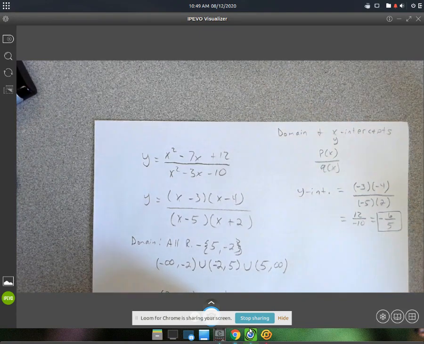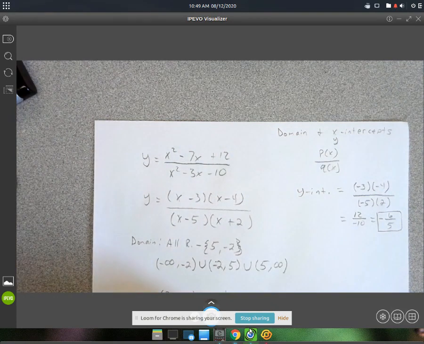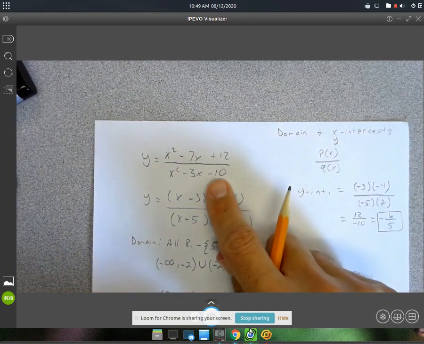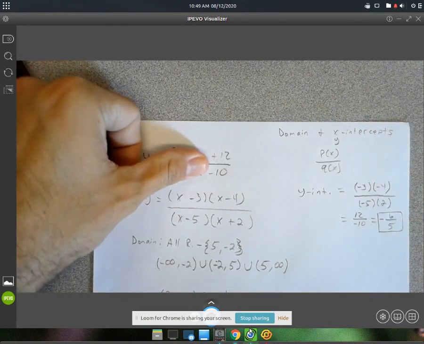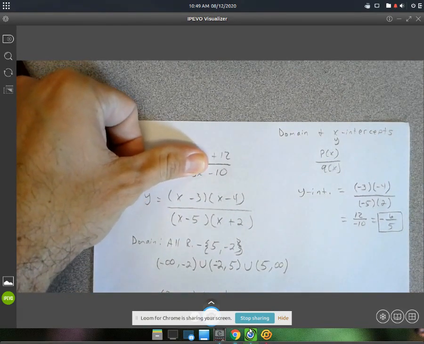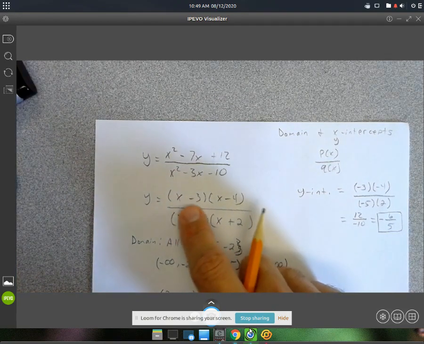So the y-intercept is fairly easy. You just plug in 0 for x. You could have done it up here, and that would have been fine. Actually, that probably would have been easier, wouldn't it? Yeah, if you'd have plugged in 0 for x in the original, it would have given you 12 over -10 immediately. So, lesson learned.